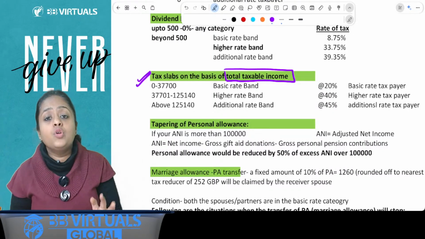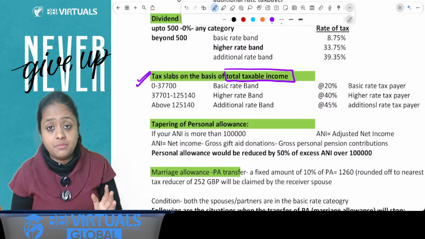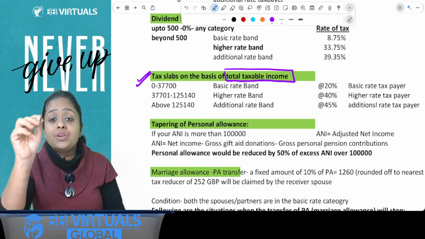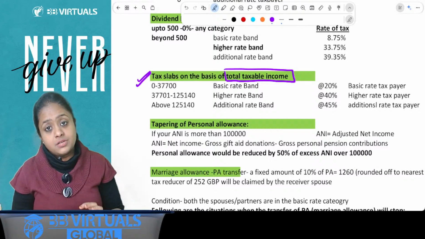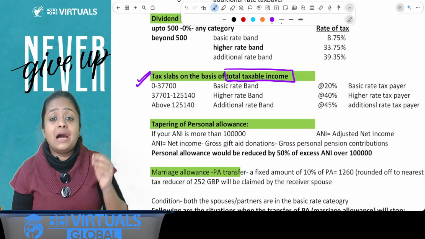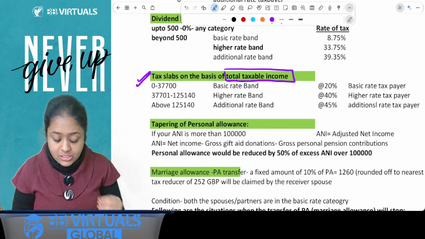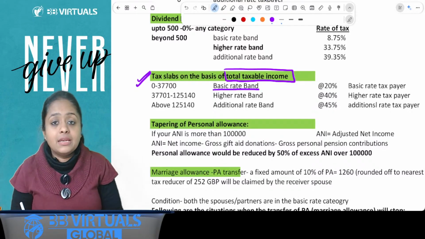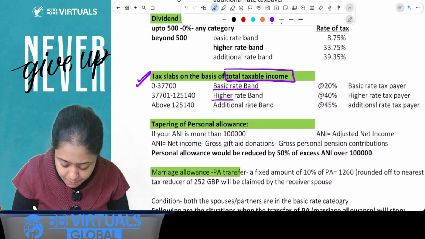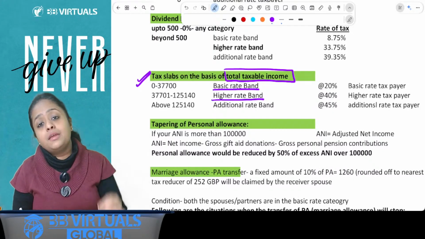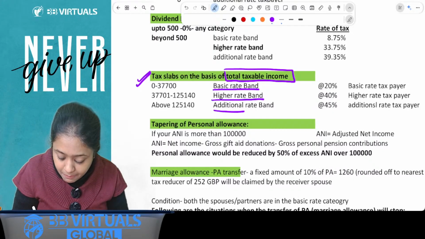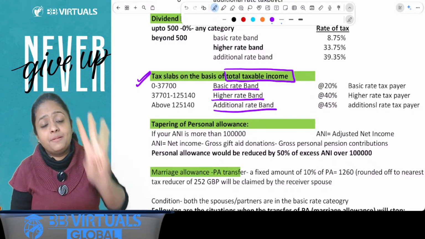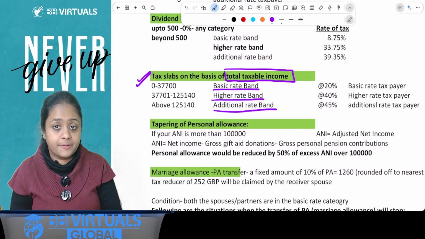Now how do we understand the slab rates? Be with me. Here we have three rate bands, as we call them. The first rate band is known as the basic rate band. The second rate band is known as the higher rate band. And the third rate band is known as the additional rate band. So there are only three rate bands applicable to an individual for taxing.